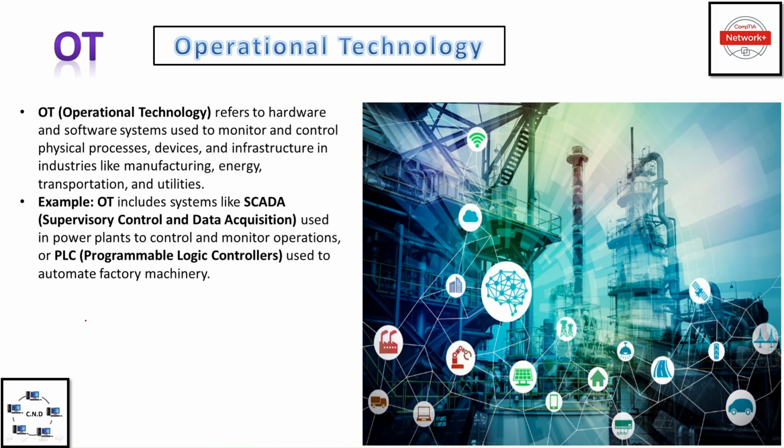OT, that is operational technology. So OT, operational technology, refers to hardware and software systems used to monitor and control physical processes, devices, and infrastructure in industries like manufacturing, energy, transportation, and utilities. For example, OT includes systems like SCADA, that is supervisory control and data acquisition, used in power plants to control and monitor operations, or PLC, that is programmable logic controller, used to automate factory machinery.